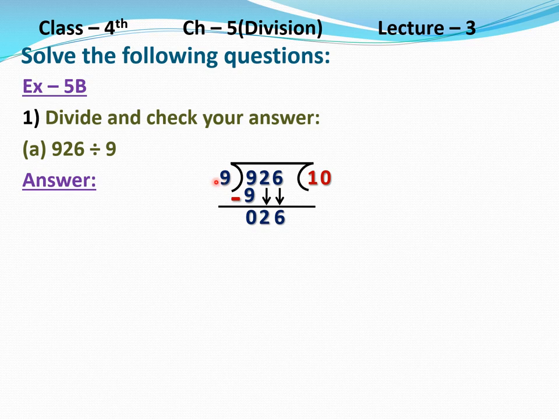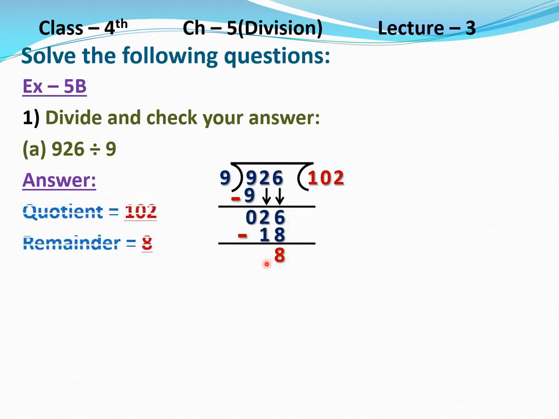Okay, now multiply this 9 by a number so that it is equal to 26 or less than 26. It should not be greater than 26. See, 9 2s are 18. Write 2 here and write 18 here. Now we will do subtraction. 6 minus 8, it is not possible, so we will take 1. So we will take borrow from this 2. This 2 will become 1 and this 6 will become 16. 16 minus 8, 8. Write 8 here. And 1 minus 1, 0. Write 0 here. Okay. So quotient equal to 102 and remainder equal to 8.